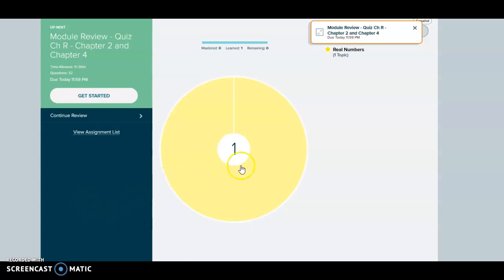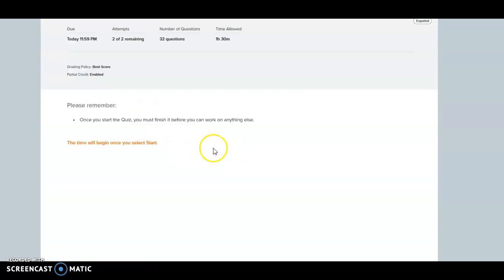So here is how to take a quiz in the ALEKS system. When a quiz is due a certain day, it's going to give you a reminder that will pop up over here, and it will tell you it's due right away. It says to get started on my quiz, so I'm going to hit get started, and then I'm going to see the questions.